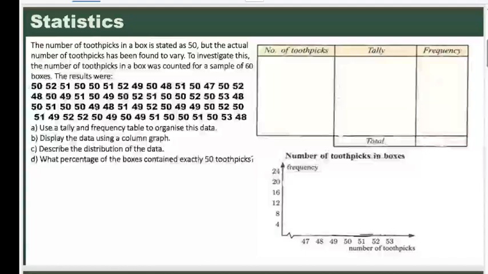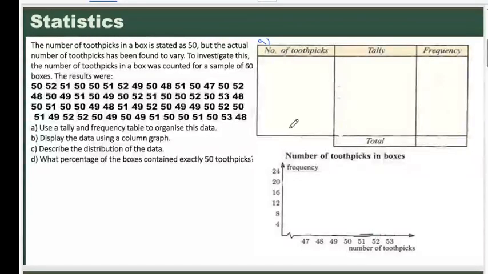Use a frequency table to organize this data. Display the data using a column graph. Describe the distribution of the data. What percentage of the boxes contain exactly 52 picks? Okay, first of all, I start with part A. For part A, I put a frequency table here.